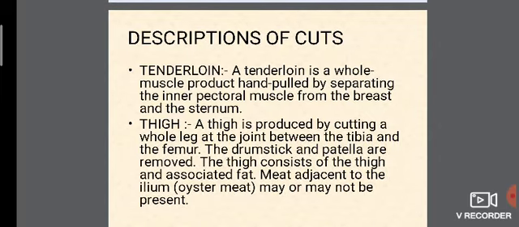Description of cuts. Tenderloin is a whole muscle product, hand pulled by separating the inner pectoral muscle from the breast and sternum. Thigh is produced by cutting the whole leg at the joint between the tibia and the femur. The drumstick and patella are removed. Thigh consists of thigh and associated fat. Meat adjacent to the ilium may be present or absent.